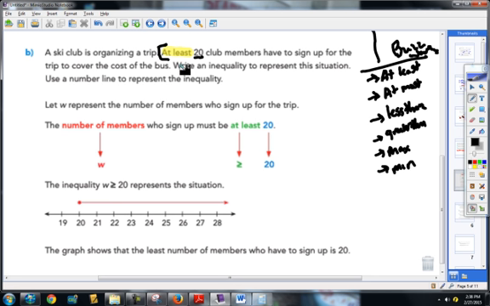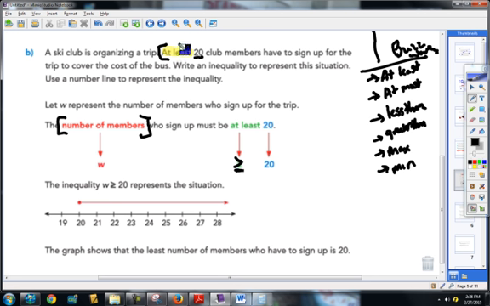At least 20 club members have to sign up for the trip to cover the cost of the bus. Write an inequality to represent the situation. Then draw a number line and use a number line to represent the inequality. Let W represent the number of members who sign up for the trip. So as you can see, we do not know how many people are going to sign up for the trip. All we know is that we need at least 20 so that it's paid for, so it's covered. Okay? So that's why this would actually be a greater than.